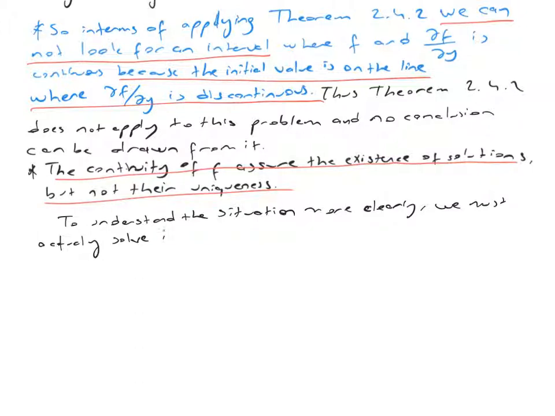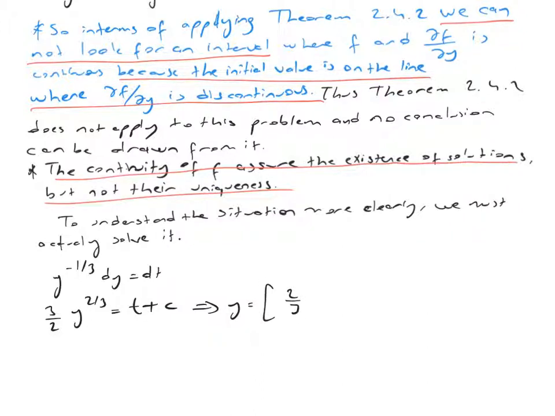And let's solve the problem. y to the minus 1 over 3 dy is equal to dt. 3 over 2 y to the 2 over 3 is equal to t plus the constant c. So y is equal to 2 over 3 times t plus c, to the 3 over 2. And the initial condition is satisfied if c is equal to 0.